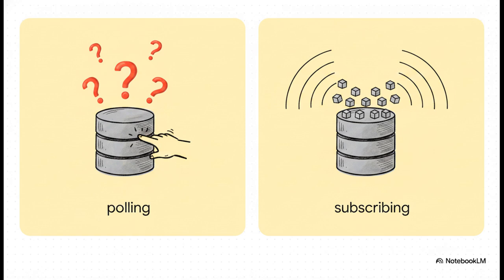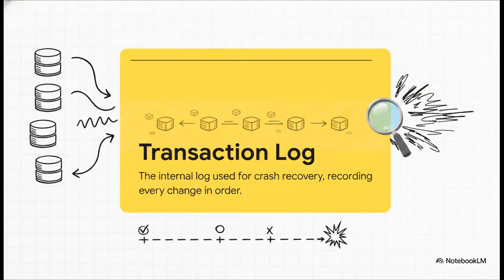No more polling delays, no more heavy query loads on your live tables, and complete accuracy because every single intermediate change is captured. So you might be wondering, where does this stream of changes actually come from? Well, here is the big aha moment. It comes directly from the database's own internal transaction log.